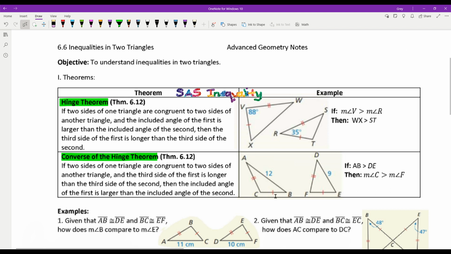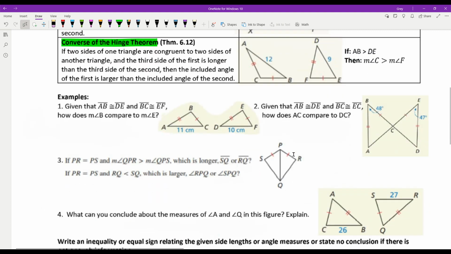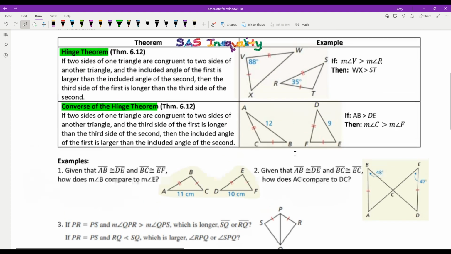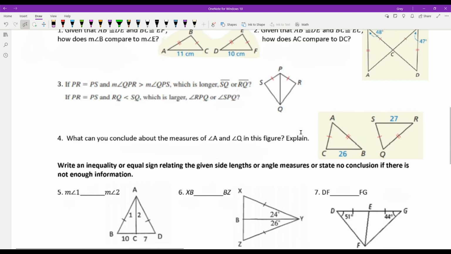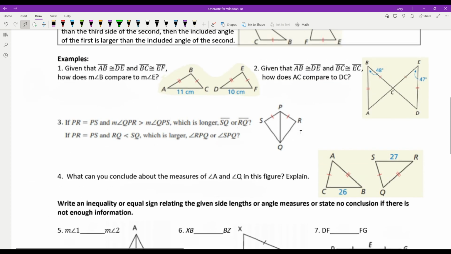So down here, if two sides of one triangle are congruent to two sides of another, and the third sides are not congruent, then the angles opposite those sides are not congruent in the same way. So since 12 is bigger than 9, we know that angle C is larger than angle F. So let's go do them. And by the way, in case I didn't say it, if those two angles were equal, y'all, we would have congruent triangles. That's what we talked about back in chapter 5, or maybe it was earlier.